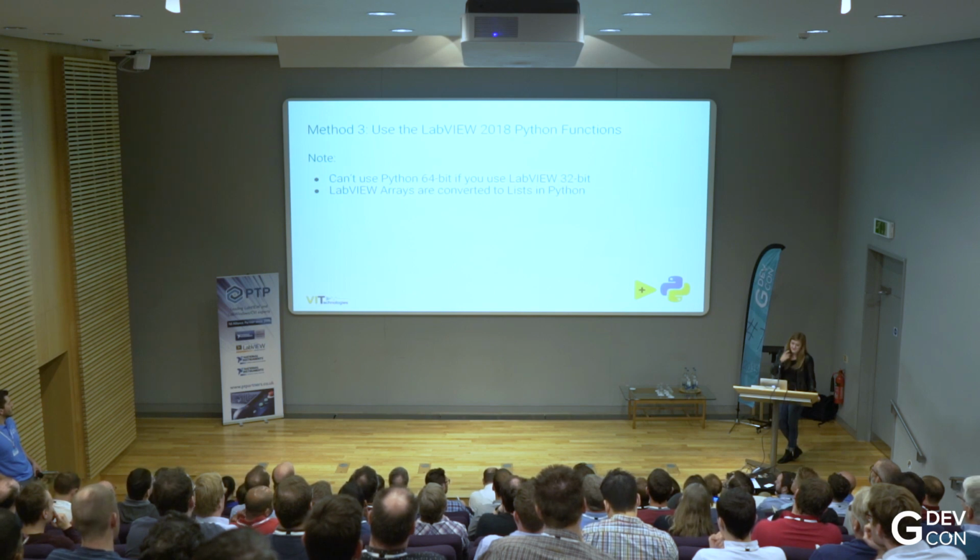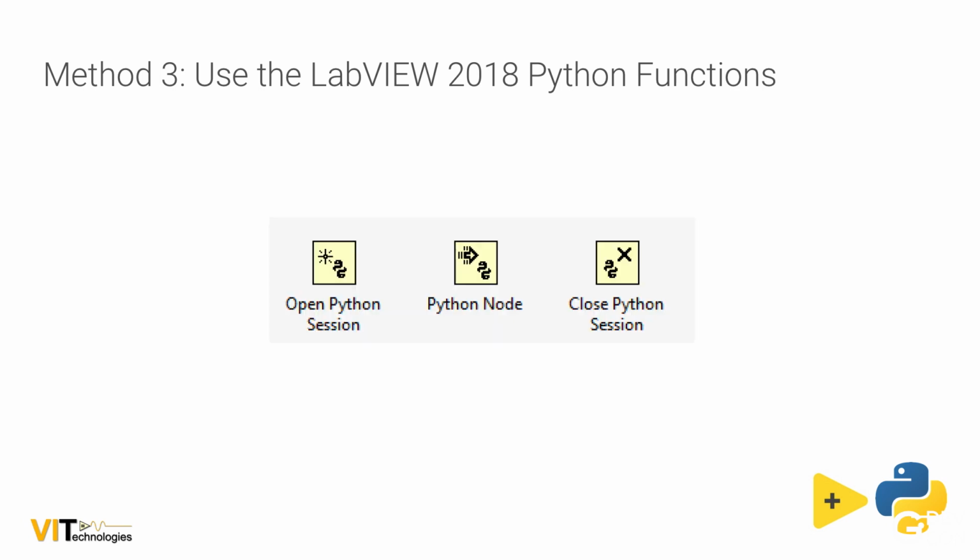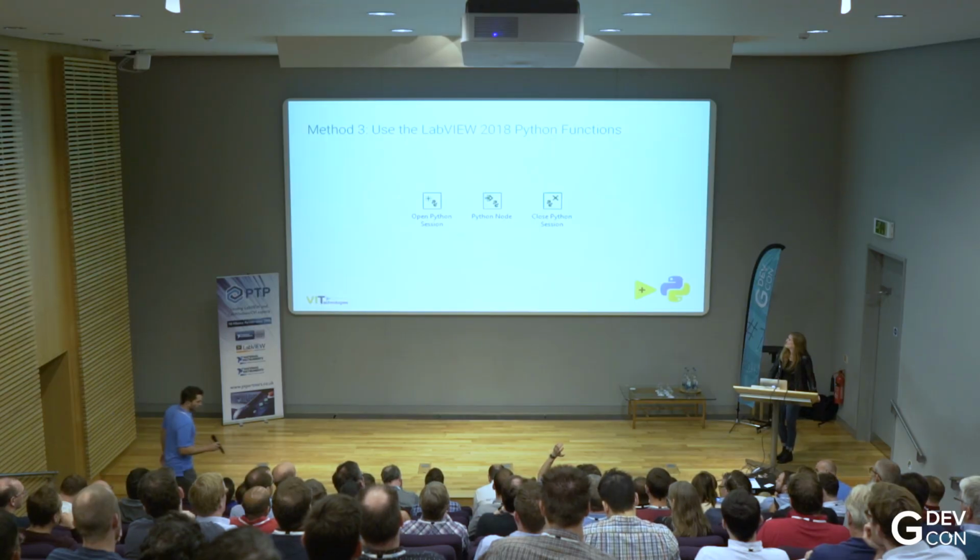And so some notes: you need to use Python 64-bit. You can't use Python 64-bit if you're using LabVIEW 32-bit. 32-bit applications can only launch other 32-bit, so it has to be Python 32-bit. And for this one, it's not NumPy arrays, but lists that LabVIEW arrays are converted to. So if that means anything to you, if you understood what I was trying to explain before, that happens.